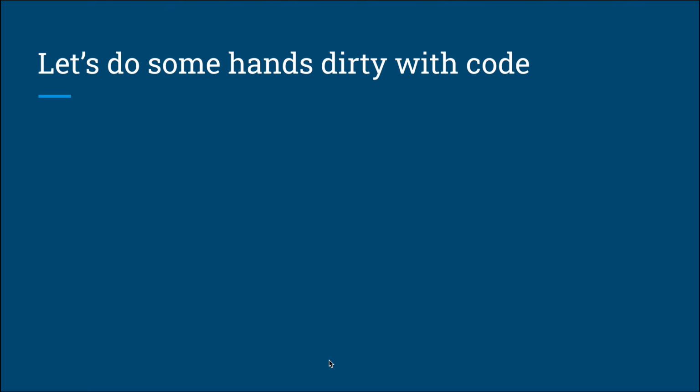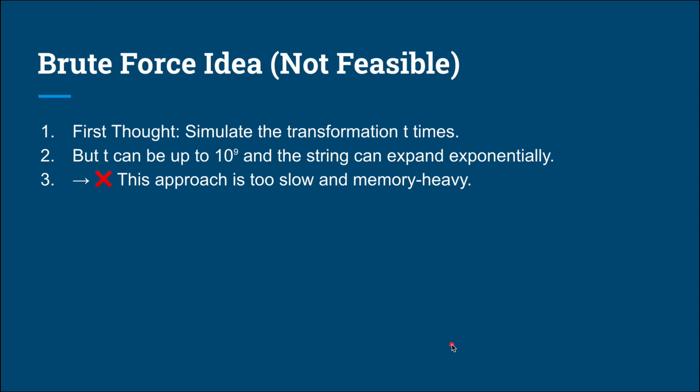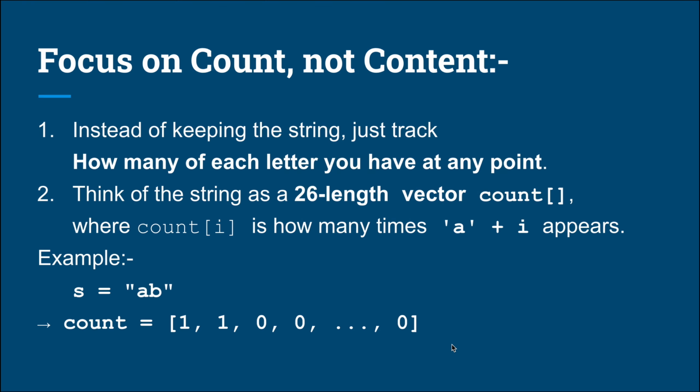So let's get our hands dirty with the code, but before that let's understand some steps to implement that. Brute force idea is not good because that is not feasible, right? Because there can be many transformations possible, right? So what do we have to focus on? We have to focus on the count, not the content. So instead of keeping the string, just track how many of each letter you have at any point, and think of the string as a 26 vector.